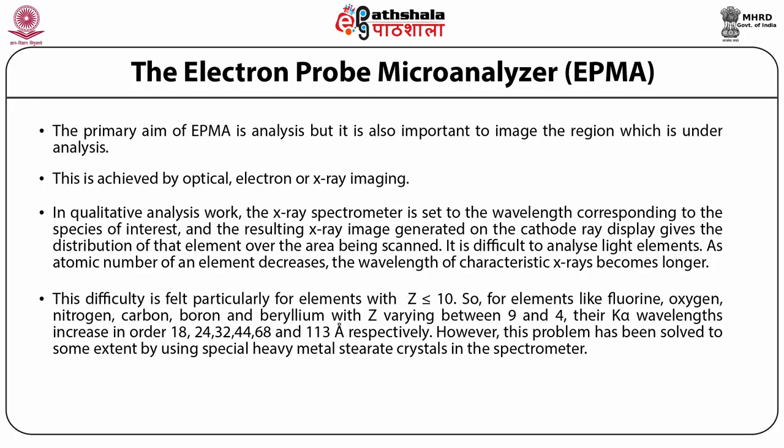So, for elements like fluorine, oxygen, nitrogen, carbon, boron, and beryllium, with Z varying between 9 and 4, their K-alpha wavelengths increase in the order 18, 24, 32, 44, 68, and 113 angstroms respectively. However, this problem has been solved to some extent by using special heavy metal stearate crystals in the spectrometer.